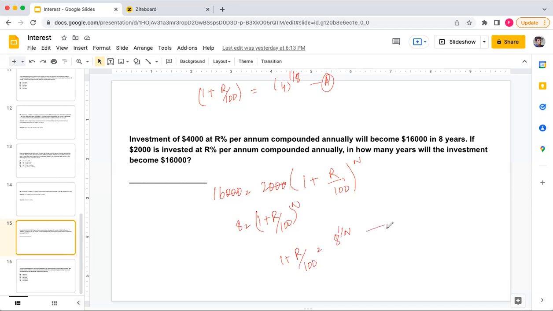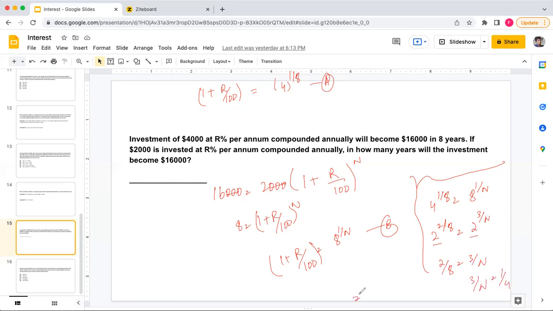Now, if you see closely, the left sides of both are equal, so we can straightaway equate the right sides. This will be 4 power 1 by 8 is equal to 8 power 1 by n. And what is 4? That is 2 power 2, so 2 power 2 by 8. And what is 8? This is 2 power 3, so 2 power 3 by n. Now the bases are the same, so we can simply equate the powers. This is 2 by 8 is equal to 3 by n, and 3 by n is equal to 1 by 4. This came out that n is equal to 12 years.